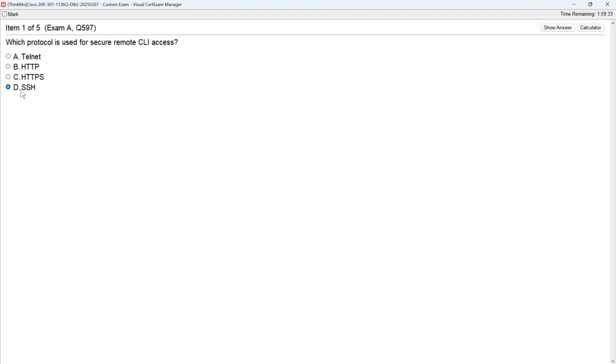The correct answer is D. The S in SSH stands for security, meaning it's an encrypted and secure remote login. Let's look at the correct answer. It's D. All right, let's move on to the second question.